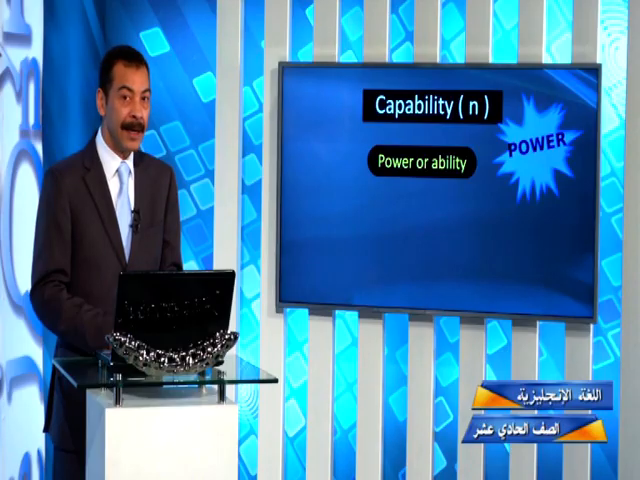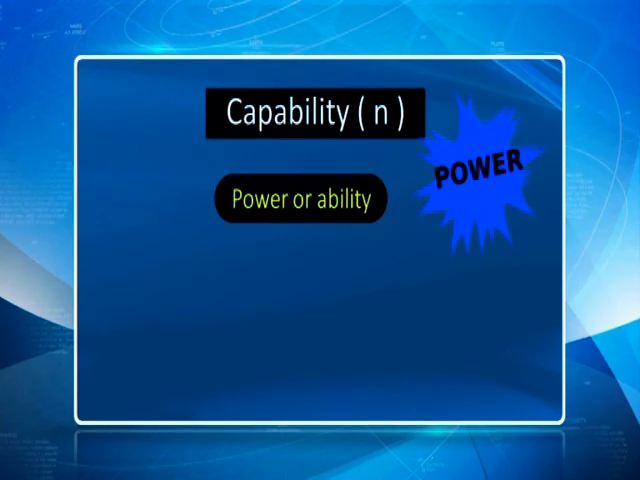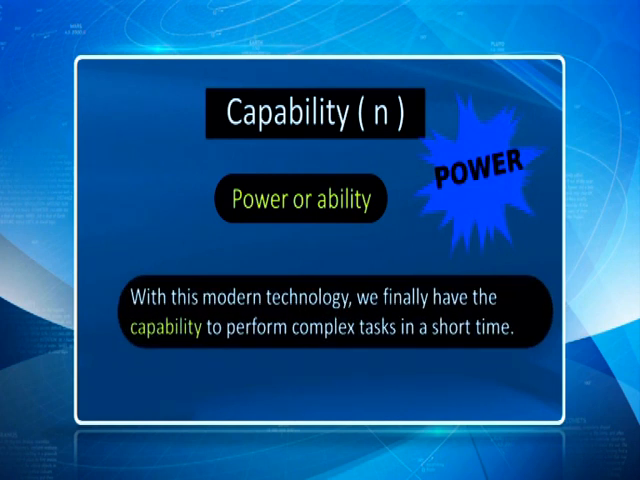Capability. Capability is the power or the ability. If you want to use this word in a sentence, for example, you can say, with this modern technology, we finally have the capability to perform complex tasks in a short time. Of course, technology has helped us a lot, and it has provided us with a capability to do different things precisely and in a short time.